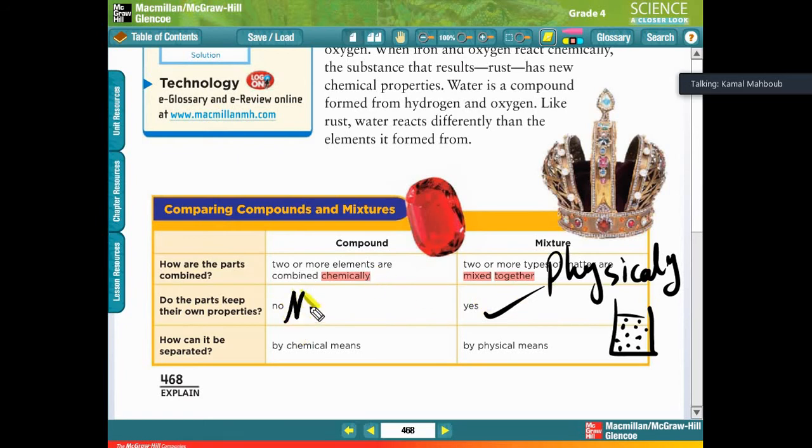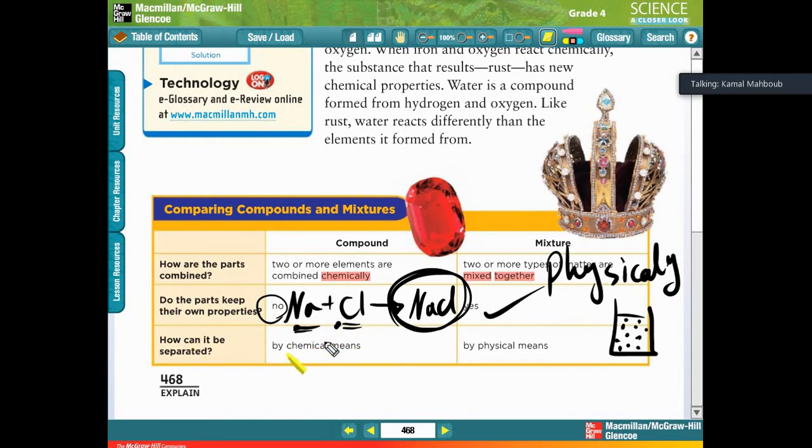If you look at sodium and chlorine, sodium has its own property, and chlorine also has its own property. When we mix both of them together, we have table salt, NaCl, a new substance with a new property. That is a compound. New properties. Each element does not keep its own property.